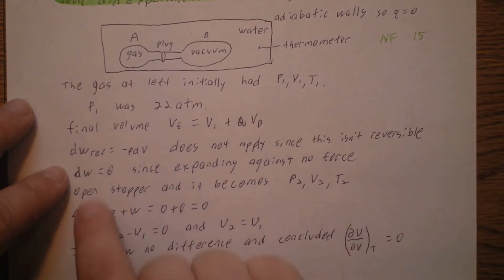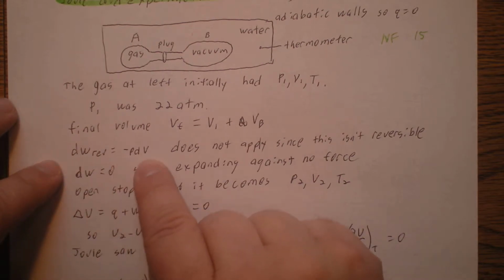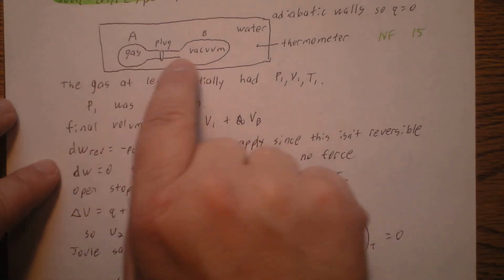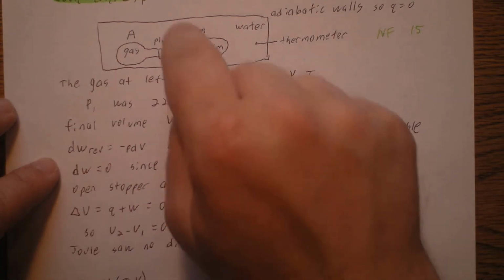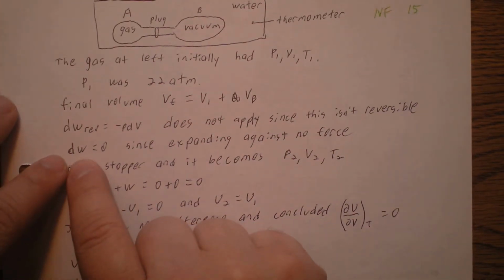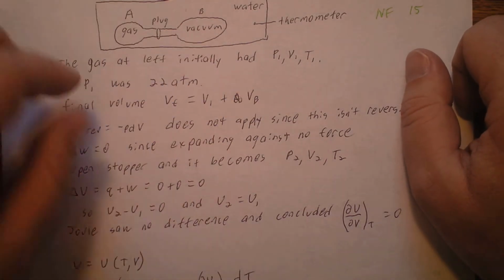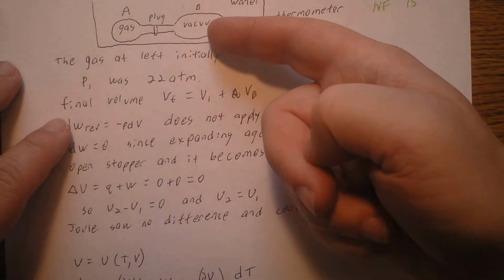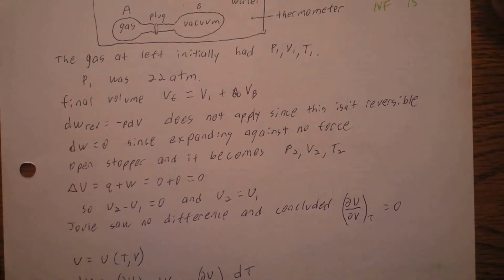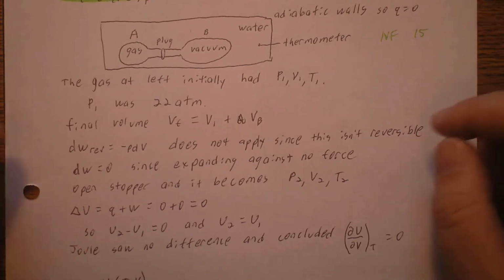But now remember, the differential of reversible work is minus PdV. That does not apply to this situation because this process is not reversible. This is an irreversible process. So we're actually going to say the differential of work is equal to 0. Why? Because this gas is expanding into a vacuum. It's not being held by any force. The force is 0. So it's that simple. If work is force times distance, 0 force times whatever distance is 0.